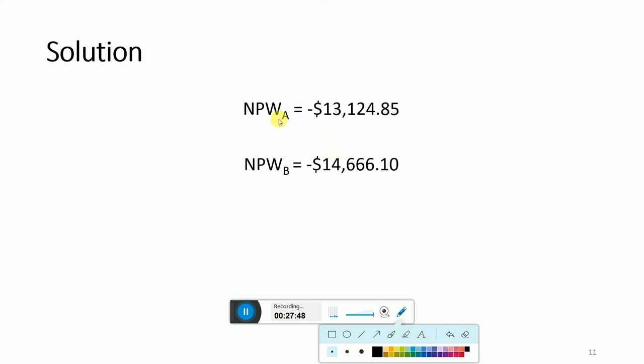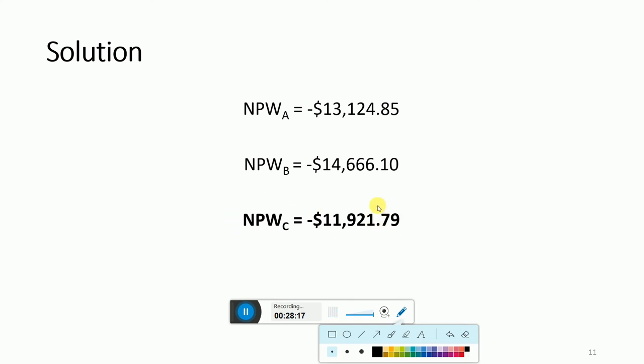So for alternative A, the cost was 13,124. This is the cash outflow. For the second, it is 14,666 cash outflow. That's why it's negative. For the third one, it's 11,921. So in all these, which one is less?